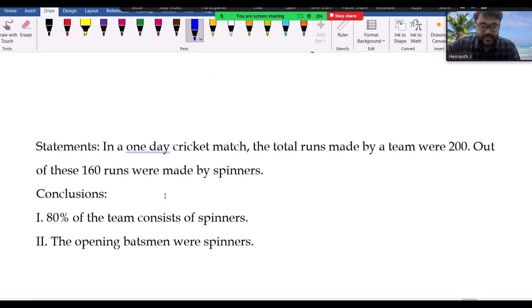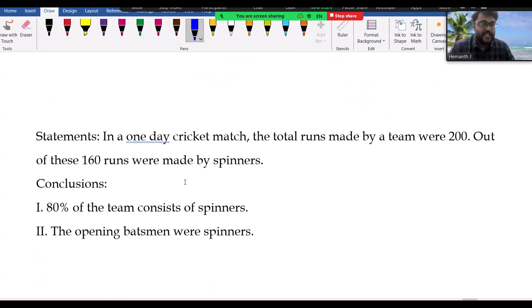Now, see the question. In a one-day cricket match, the total runs made by a team were 200. Out of those, 160 runs were made by spinners. So while batting, they scored 200 runs, and out of 200, 160 runs were made by spinners. Now with that, what can be concluded? The opening batsmen were spinners. Is it definitely true? No, right. The opening batsmen, first person and second person, maybe scored 0 and 1. The third and fourth person may be the spinners in the team.